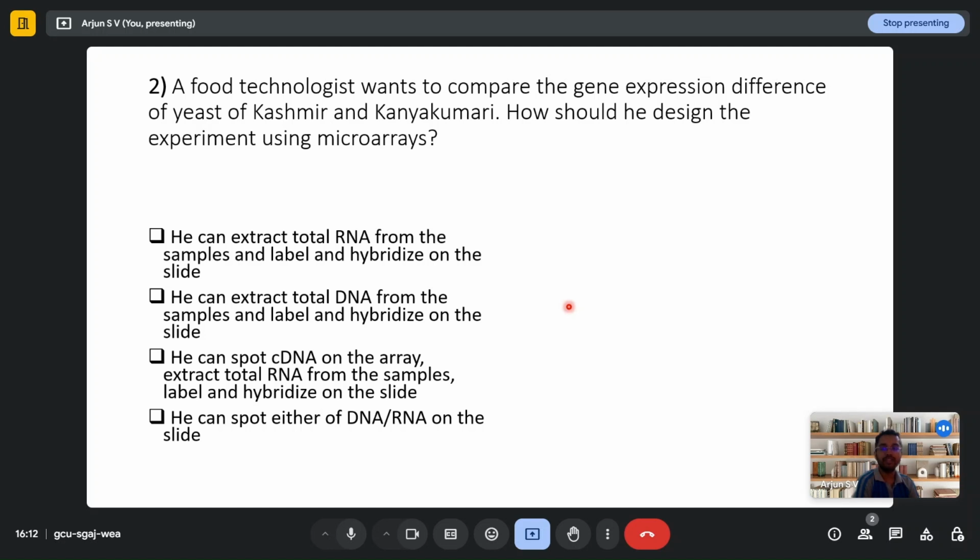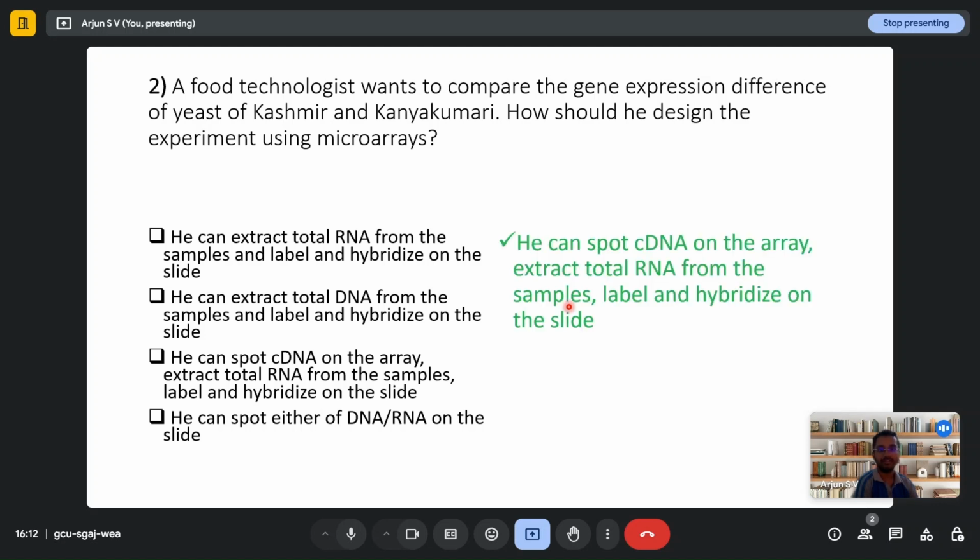So there are four options. He can extract total RNA from the samples and label and hybridize on the slide. He can extract total DNA from the samples and label and hybridize on the slide. He can spot cDNA on the array, extract total RNA from the samples, label and hybridize on the slide. He can spot either of DNA or RNA on the slide.